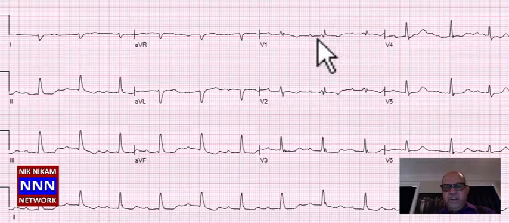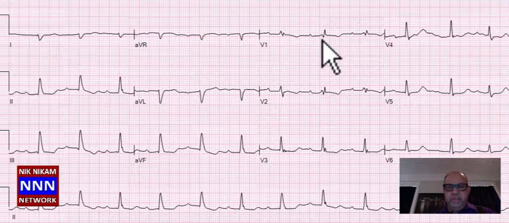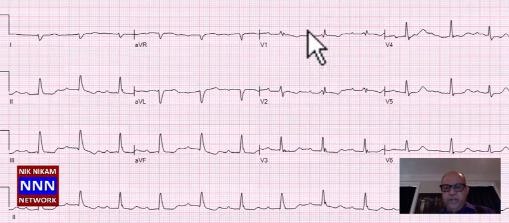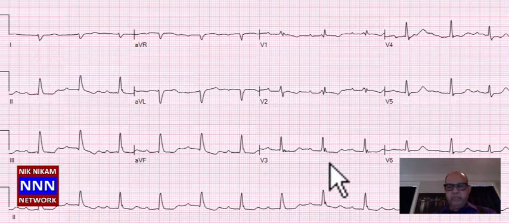Again, your PR interval is prolonged, which is 250 milliseconds. So we have a first degree AV block. We also have low voltage in the limb leads anteriorly. And laterally, we have some non-specific STT changes.